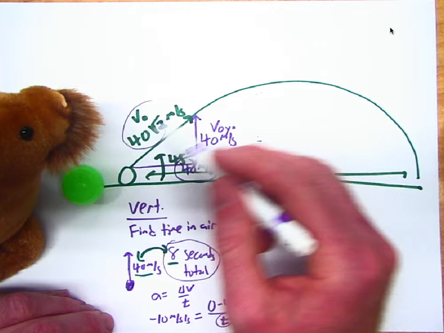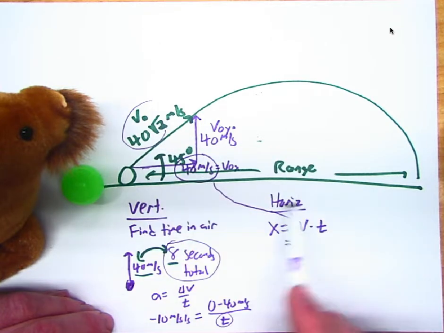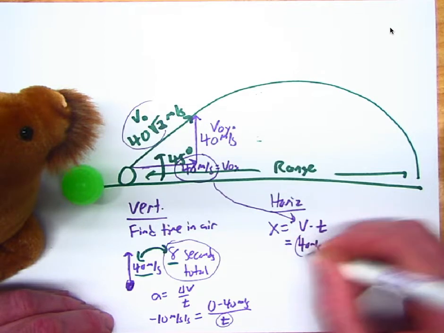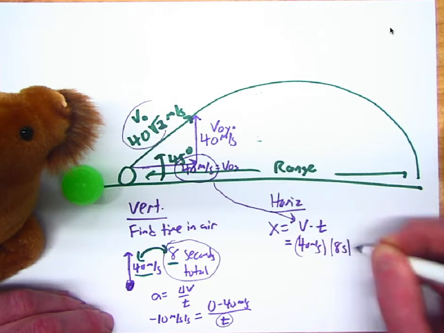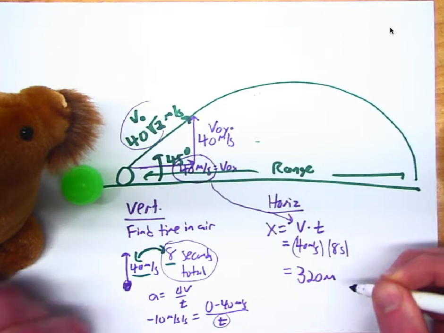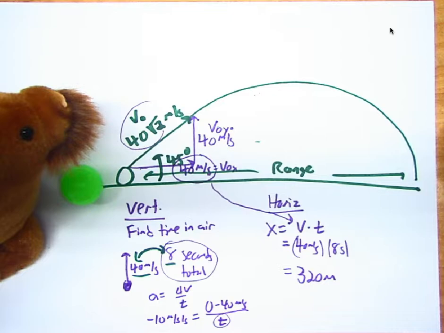Nope, it's going 40 root 2 overall, but in the horizontal direction, we're going to keep them separated. It's just 40 meters per second here. 40 meters per second, I know the time in the air is going to be 8 seconds, so the total range is going to be 320 meters. That's how far it's going to go. This is, of course, assuming no air resistance as well.